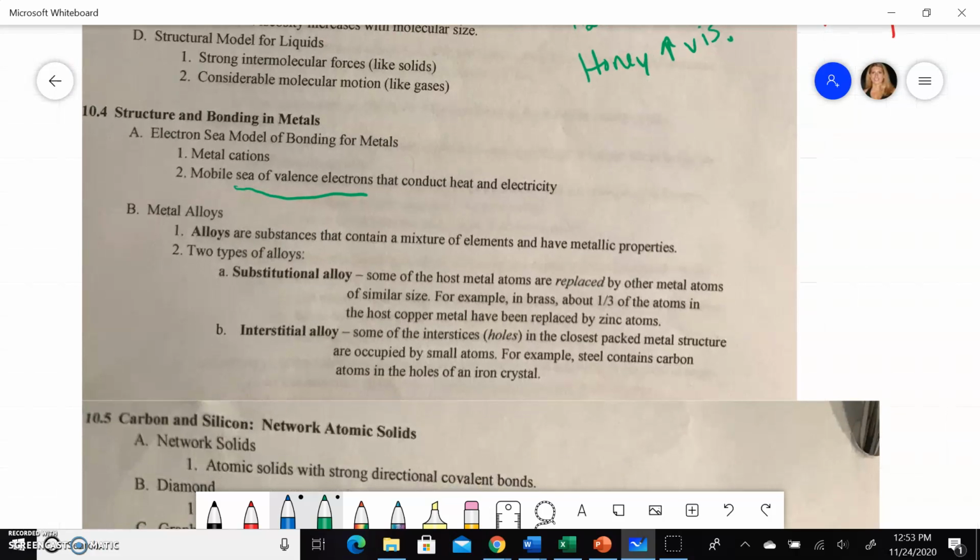And it's that sea of electrons that gives metals all of their good properties, like conducting heat and electricity, that they're malleable and ductile. All of those things are because of that sea of electrons.